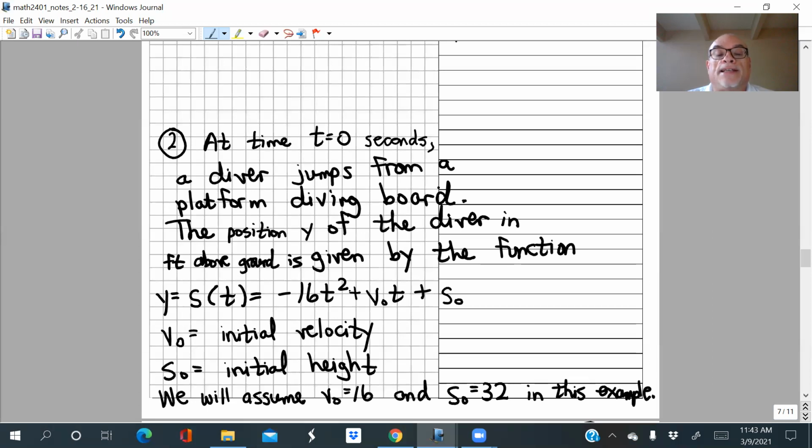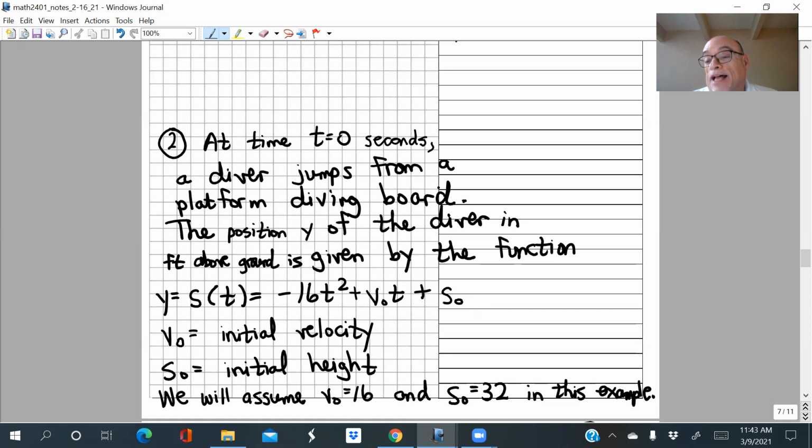So we have minus 16t squared plus v sub 0 times t. So we're going to fill in a value for v sub 0. That's not a variable in the problem. And then plus a constant here, s sub 0, and we're going to fill in a value for this as well. Okay, this value v sub 0 that's multiplied by t is the initial velocity of the diver. We'll make an assumption here in a moment about what the initial velocity of the diver is. That is the initial velocity when the diver jumps off the diving board, right?